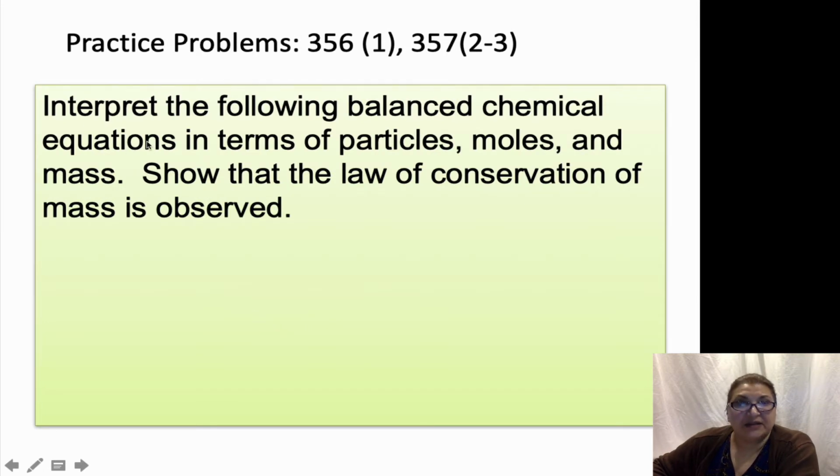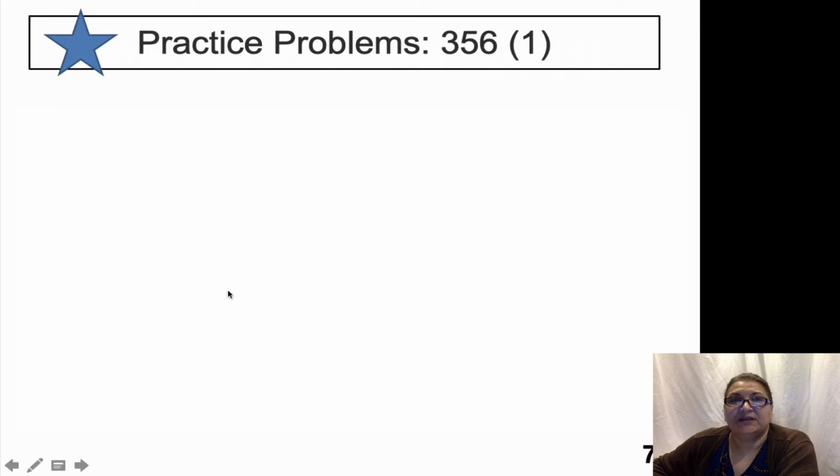So this is problem number 1. Interpret the following balanced chemical equations in terms of particles, moles, mass, and show that the law of conservation of mass is observed. All right, so the first reaction. Now we know it's balanced.